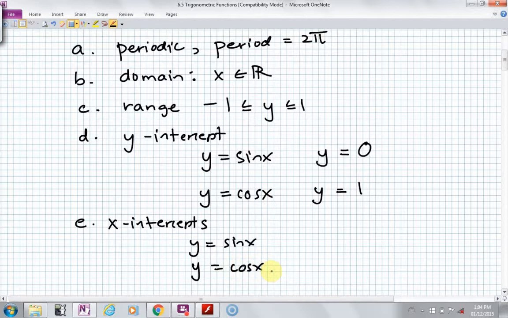Okay, and again, they're different x-intercepts for sine x and cos x, and we just developed those a moment ago. So x equals n pi for sine x, or x equals (2n plus 1) pi over 2 for cos x, where n is an integer. So all multiples of pi and all odd multiples of pi by 2 we want there.